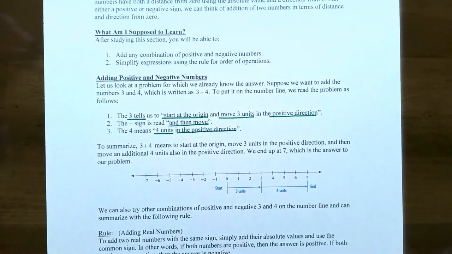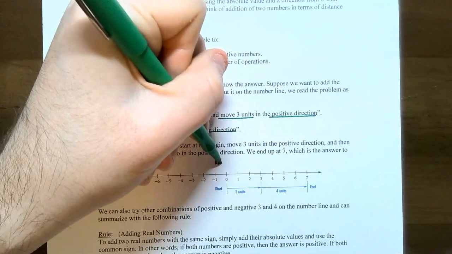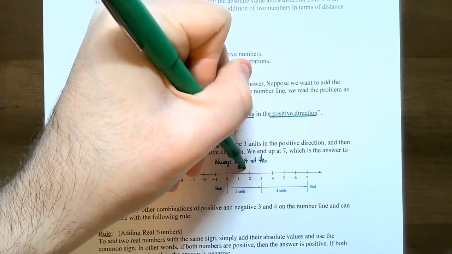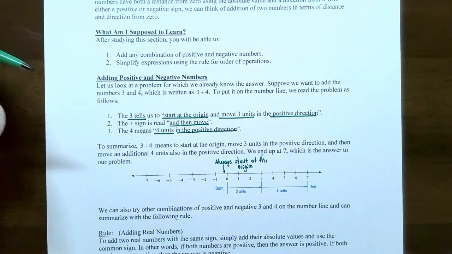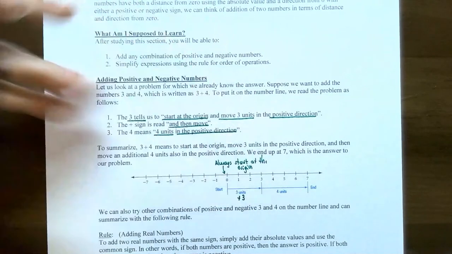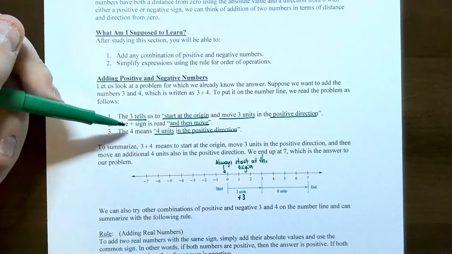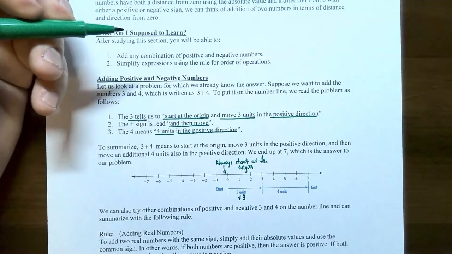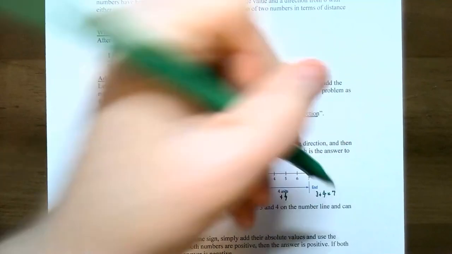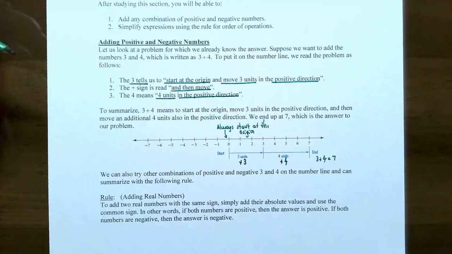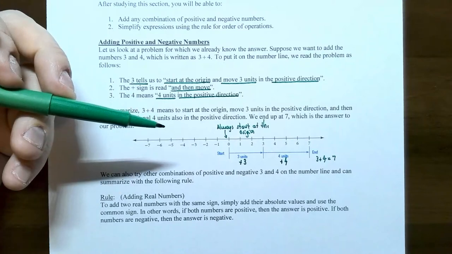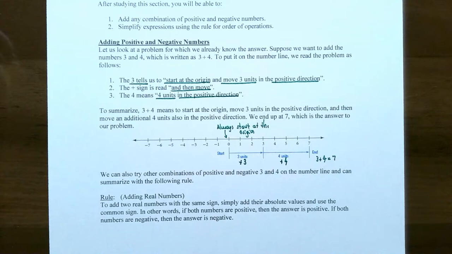So let's think of this on the number line. You start at the origin, and if you want to add 3 and 4, you add 3, so you move 3 units in the positive direction, and the positive direction is to the right. Then you add 4, so you move 4 more units to finally get to positive 7. So 3 plus 4 is positive 7. You can have any combination of 3 and 4. You can add 3 and subtract 4, or add 4 and subtract 3, or have negative 3 and subtract 4. So we have several different combinations involving addition and subtraction.